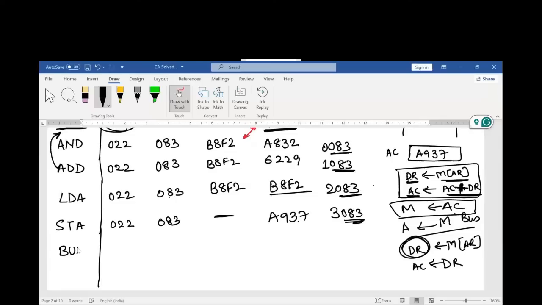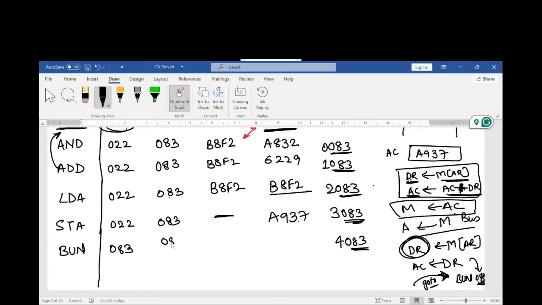Next one is BUN. BUN means you want to jump to a particular location. No need of returning back. It is like your goto in C. So here, when an instruction says BUN 083, my next execution should start from that particular location. So if you want to start your execution from location 083, this value should be stored in your PC, right? So what would be the updated value of PC after completion of the BUN instruction? The code for the BUN instruction is 4083.